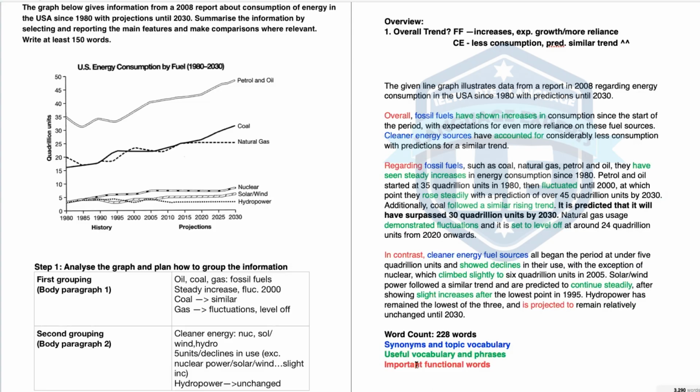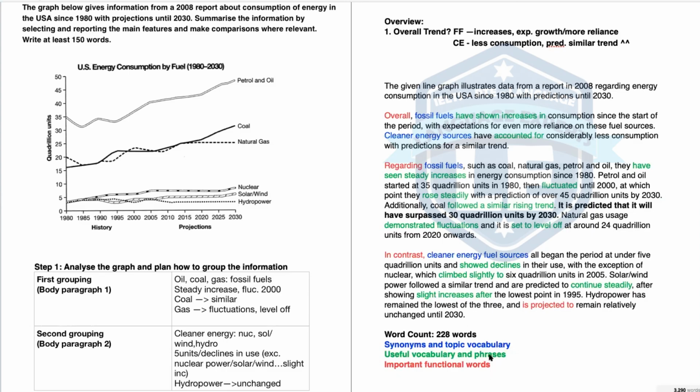Now, look at our important functional words first. This is in red. So we have things like overall for the overview, regarding, which is a great word to look at specific examples and specific groupings. In contrast is great to contrast information, and is projected to. This could also be green, but I've put it in red just because it serves a purpose to show the function of hydropower here and the function of the trend. So these are great words that just keep your essay moving smoothly and organizing everything clearly.